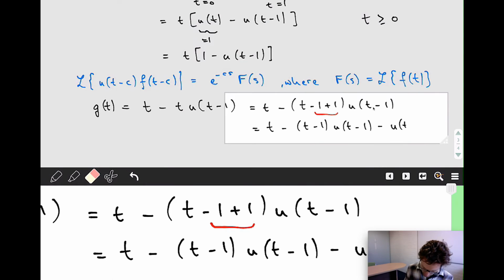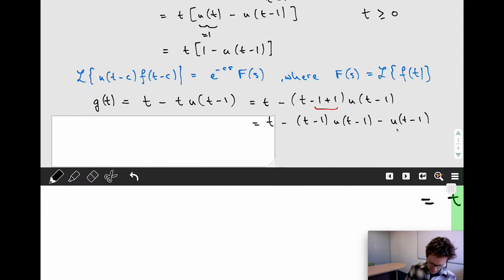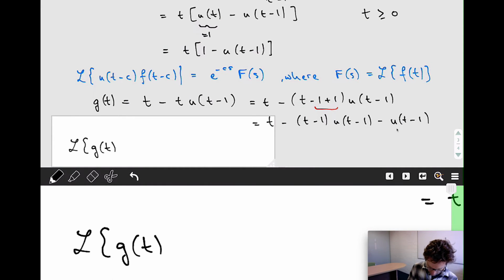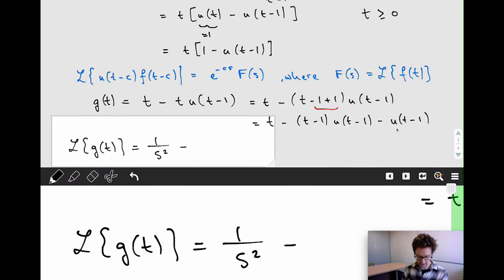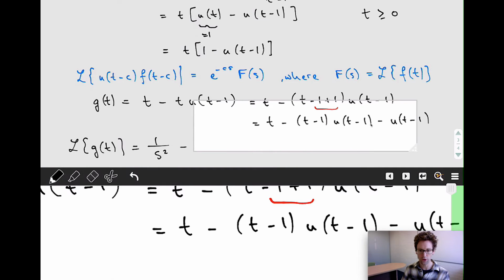So now you can see why I did that little adding and subtracting. It didn't change my answer, but it now is written in the form of a t minus 1 times u(t minus 1). It's written in the form now of a function that's been shifted plus a cut. Notice that I also picked up this extra bit here, u(t minus 1). That's fine again because I know what the Laplace transform of that is. Now I'm ready to find the Laplace transform of g(t). It's going to be given by the Laplace transform of t minus the Laplace transform of (t minus 1) u(t minus 1).